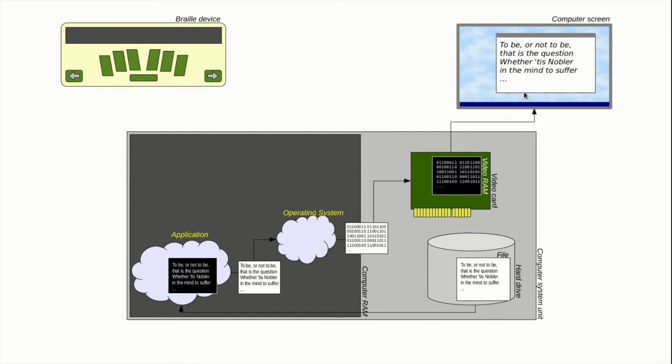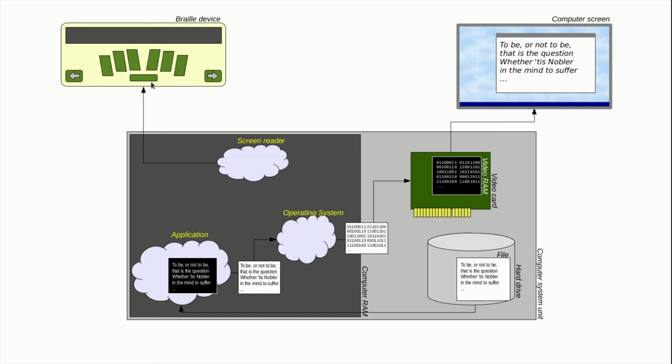Okay, but how does it come to the Braille device? The Braille device needs a special piece of software that is called a screen reader. Screen readers are also able to talk using speech synthesis, but we will only focus on the Braille part. The idea is the same for the speech actually. So the screen reader is also loaded into the memory and will drive the Braille device more or less as the video card drives the screen.